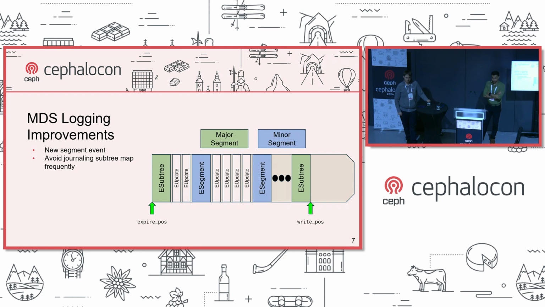When you have many subtrees, think hundreds, thousands, the subtree map can get quite large. And what we would observe is that, especially if you were doing a really aggressive pinning strategy, the MDSs would have very bad performance, because generally the MDS would be spending most of its time writing down what the subtree map looks like in the journal.